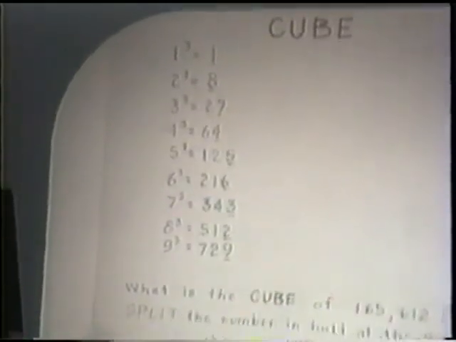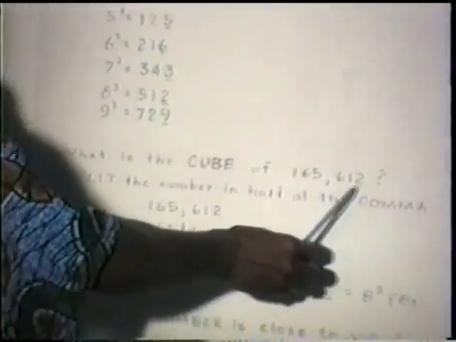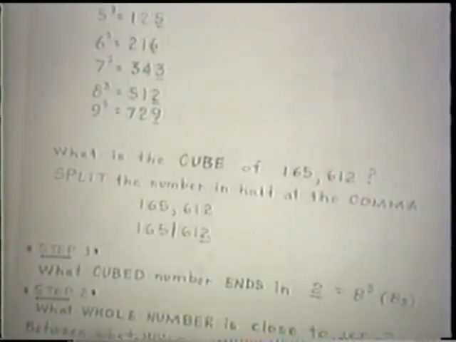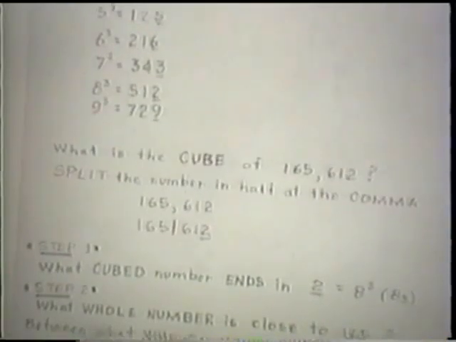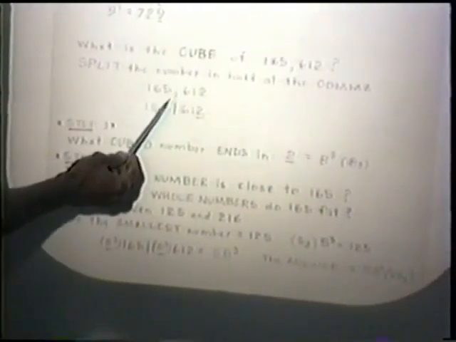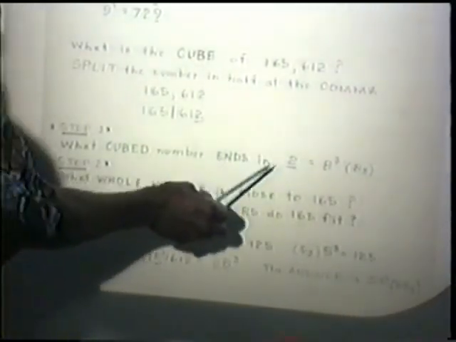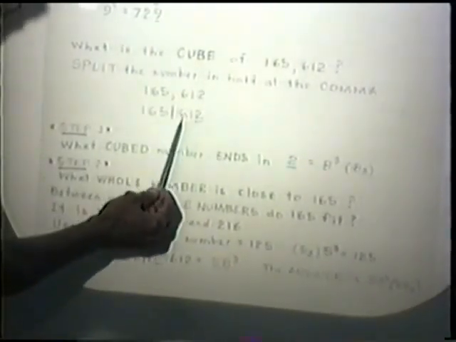What is the cube of 165,612? That's the question. You split the number in half at the comma, right where the comma is at, 165,612, you split it in half. That's what you do. And the first step is what cube number ends in 2? That's what we want to know. What cube number ends in 2?